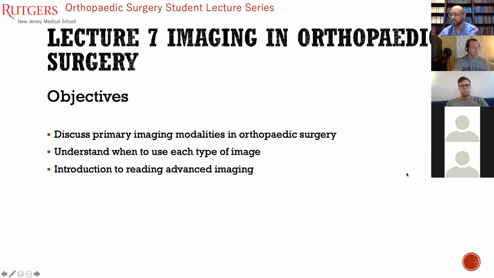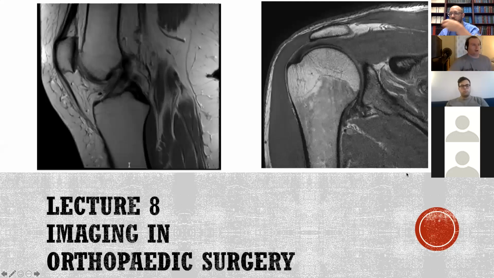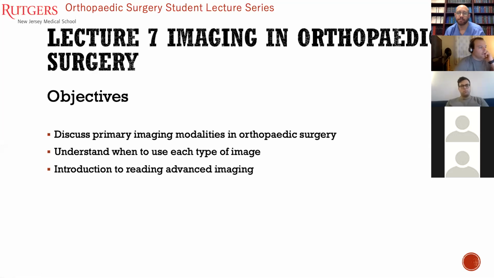Okay. So what we're talking about today is we're going over imaging in orthopedic surgery. Again, the objectives are to go over the primary imaging modalities that we typically use in orthopedic surgery. We also want to understand when to use each type of image, and then also go into a brief introduction of reading the advanced imaging.